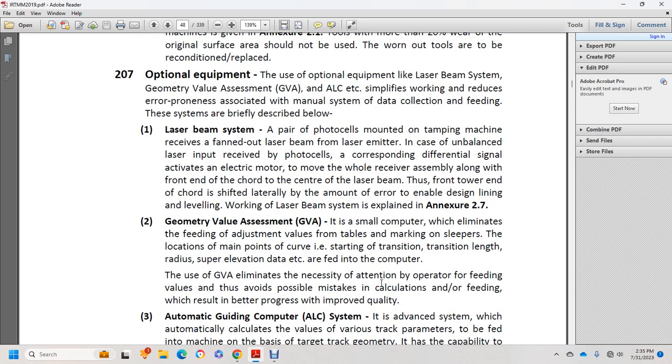Geometric value assessment. As a small computer would eliminate the feeding adjustment value with the table, the marking of the sleeper, the location of the main point with the curve of the tongue, with the transition length, and radius, super elevation data, etc. are fed into the computer using the geometrical value assessment. It eliminates the necessity of attention from the operator for feeding of the values, thus avoiding the possibility of mistakes with the calculations or feeding, which results in better progress with improved quality.